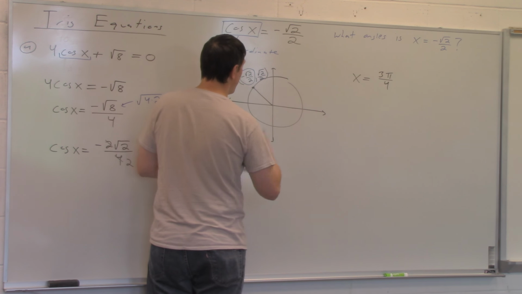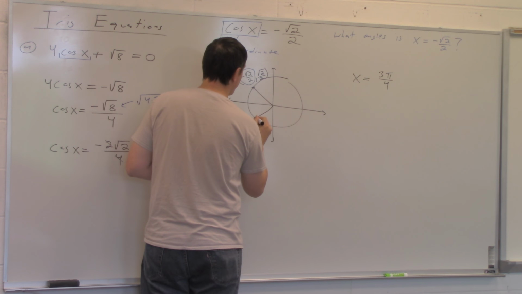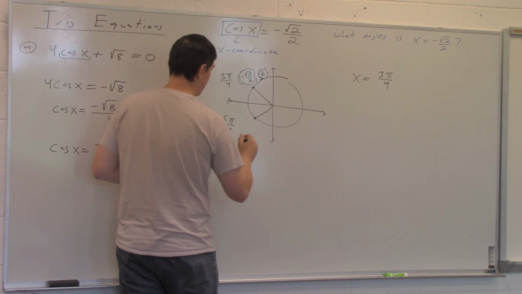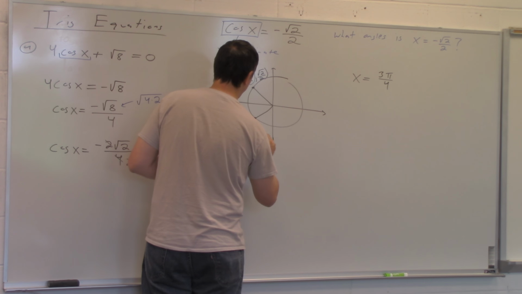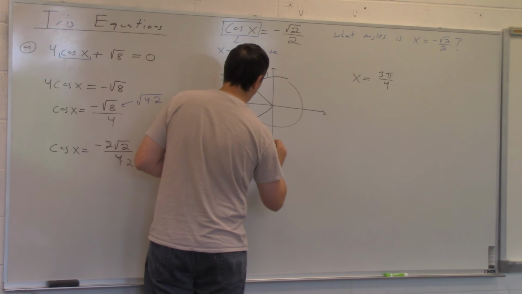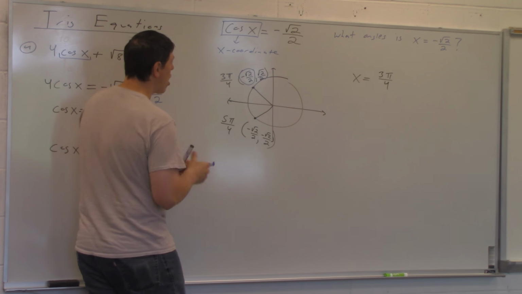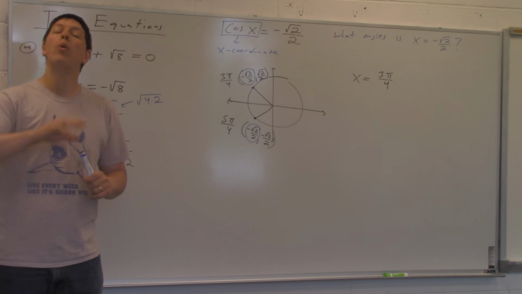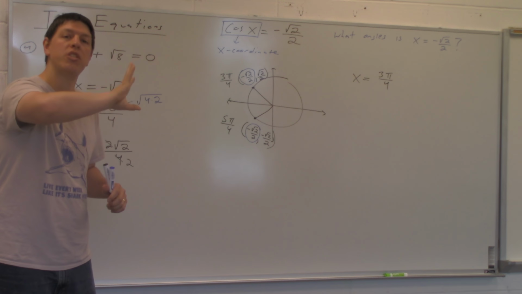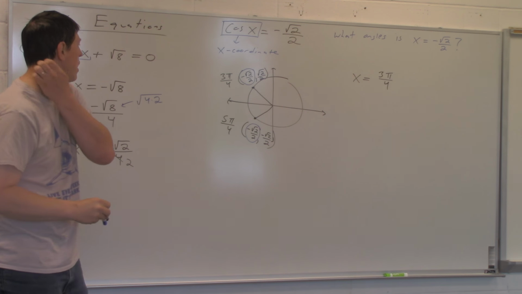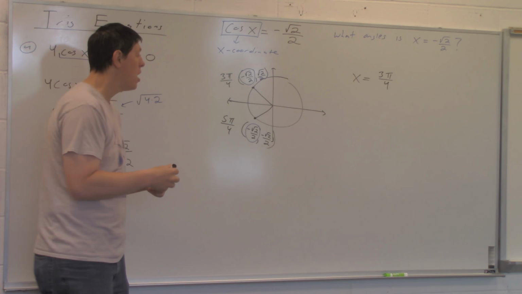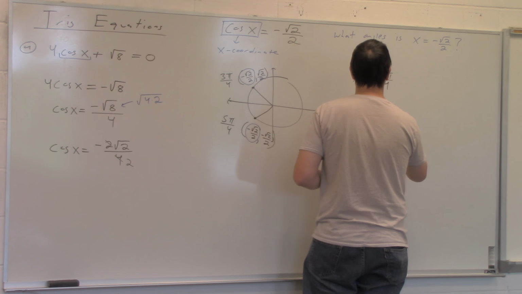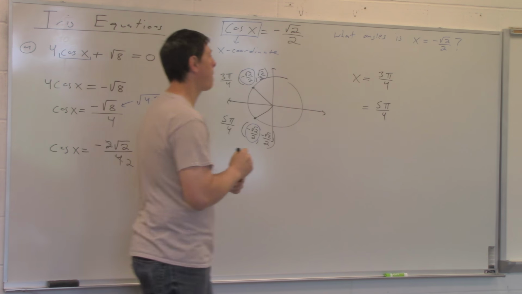And I bet you, after a moment of looking, what you probably would find is in quadrant 3, at 5 pi fourths, you have the point negative root 2 over 2, comma negative root 2 over 2. And again, all we care about is where the x-coordinate is negative root 2 over 2. We don't care about quadrants 1 and 4 because the x is positive. Okay, so we're not looking in those two quadrants. So another solution is at 5 pi fourths.